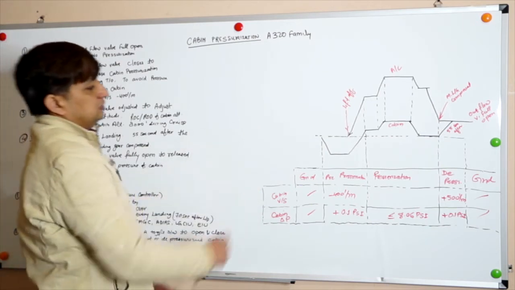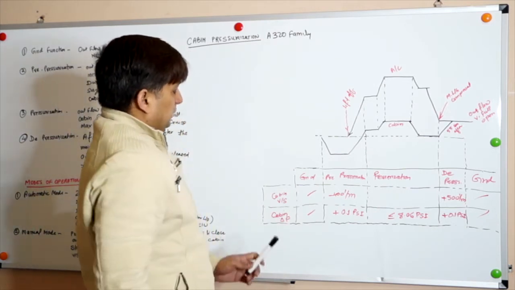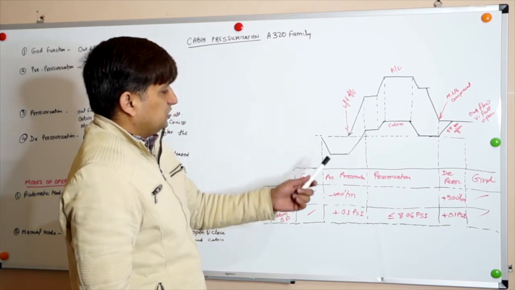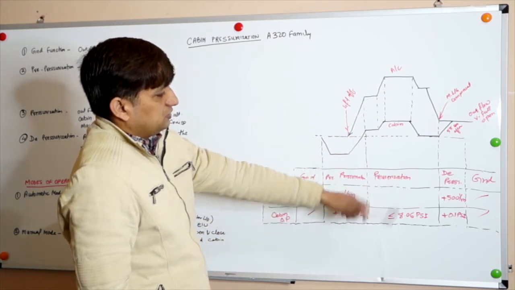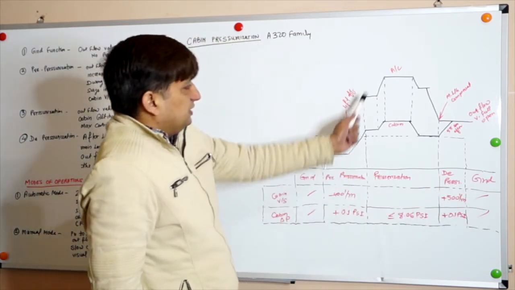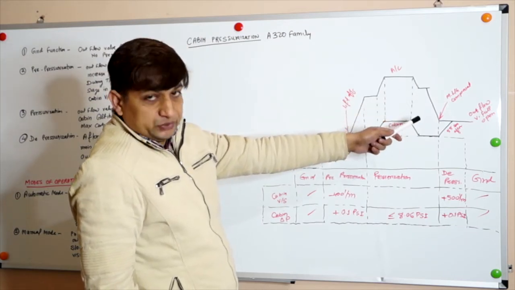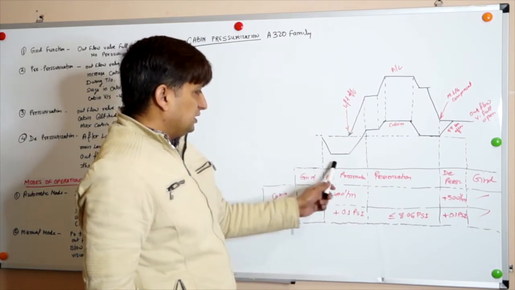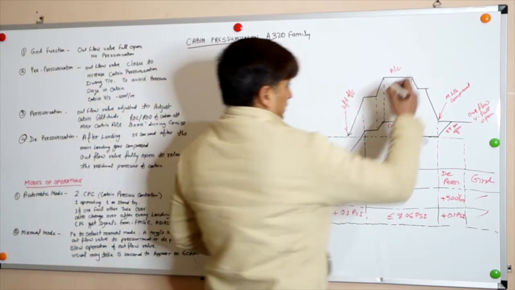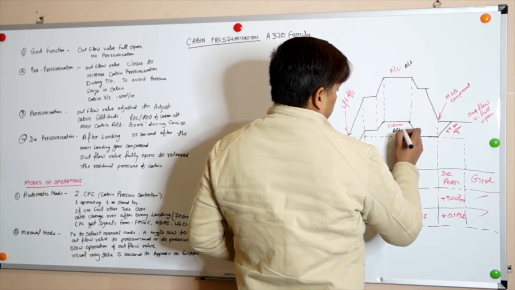Okay, now there is one map which I have just made to help you understand. This is the cabin pressure: on-ground situation, pre-pressurization situation, pressurization situation, depressurization situation, and on-ground situation. This line indicates the aircraft altitude, and this line indicates the cabin altitude.